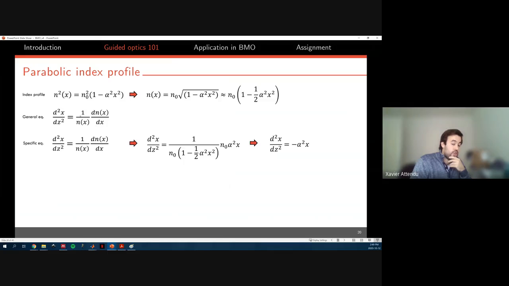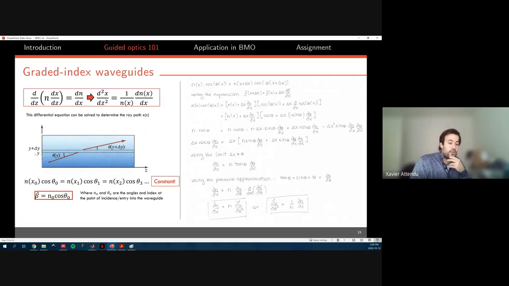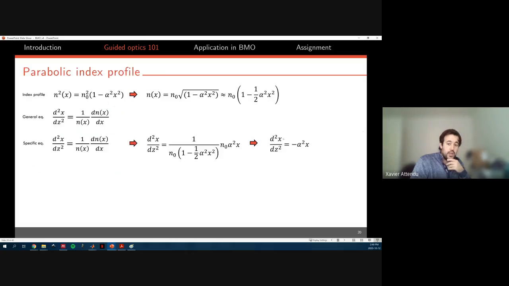If you plug this into the general equation which we saw in this slide, and do the math, you end up with this value right here. The second derivative of x, and remember, here in the picture it's y, but the x-axis is the vertical axis and the z-axis is the horizontal one. The second derivative of x is equal to minus alpha squared times x itself. Does anybody know what the solution to this differential equation is?